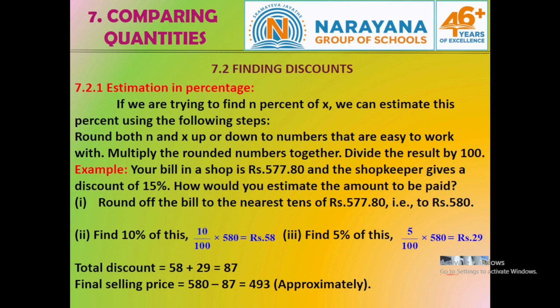Then 15% discount is given. Let us go with the 10% discount first. So what is 10% of 580 rupees? That is 58 rupees. And 5% of 580 is 29 rupees. So the total discount is 58 plus 29, that is 87. Now you can subtract this 87 from the bill amount, that is 580. Then you will get the value of the selling price, approximately 493 rupees. I hope you understood this example.